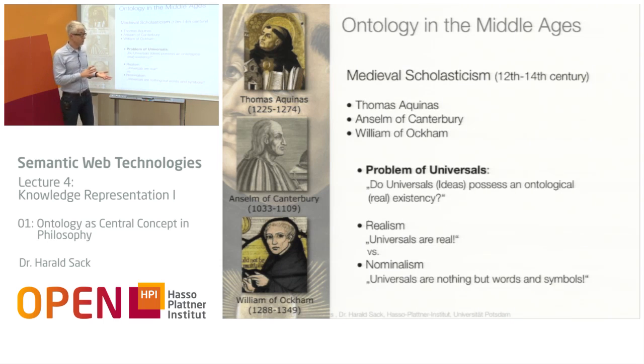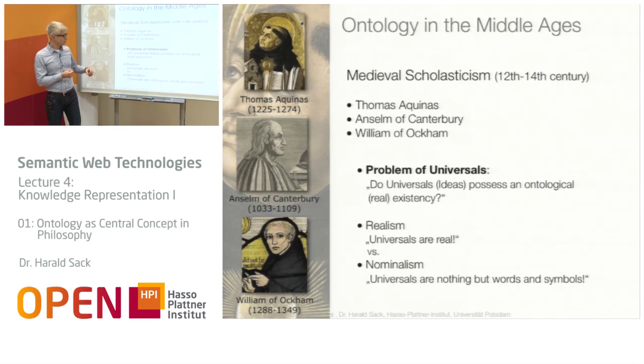What does that mean? So for example, a universal is the universal good or the universal evil. And the problem was, of course, there is some abstract concept of good and some abstract concept of evil. But does this also have a real existence in the world? So Thomas of Aquin or Anselm of Canterbury were dealing with questions like this. And of course, this was an important question because the ultimate good or the ultimate evil is extremely related to Christianity. So there were two different schools.